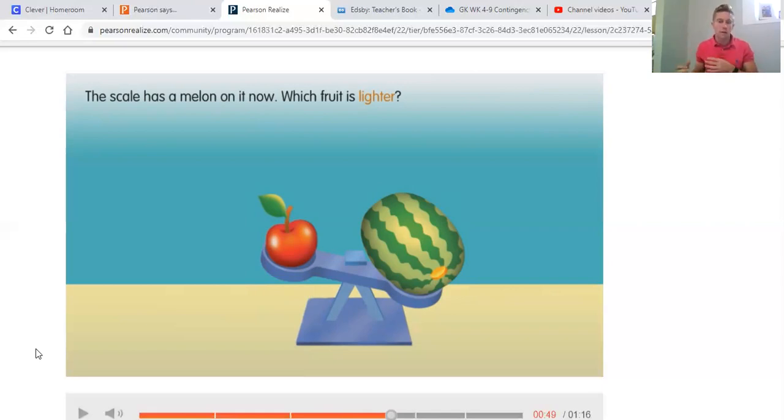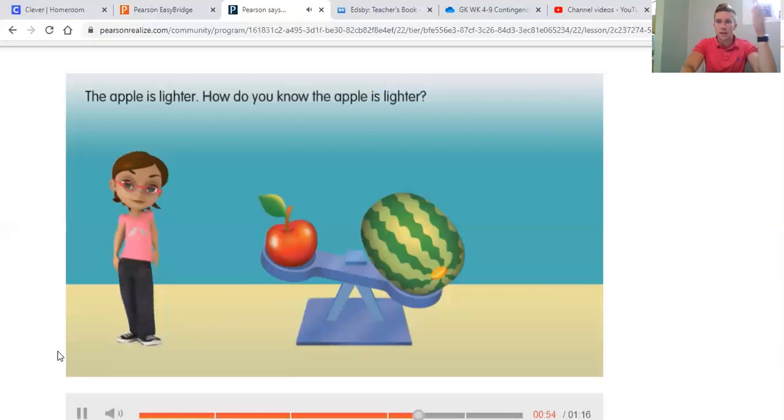Is the melon heavier or lighter than the apple? Well, you're saying the melon's heavier, Mr. Nielsen. So which fruit is lighter? If you said the apple, great job. The apple is lighter. How do you know the apple is lighter? What gives it away?